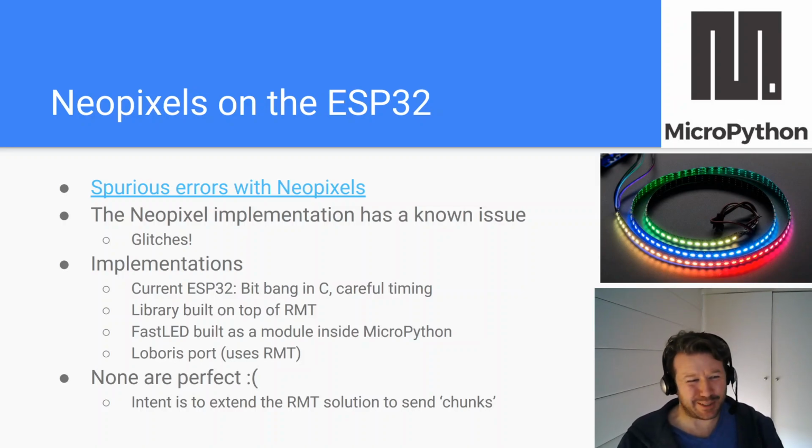Talking about ESP32 stuff, I thought I'd mention Neopixels and ESP32. We know that there's a spurious error with Neopixels and ESP32, and this is kind of a long-standing thing that we've got to try and fix. You'll occasionally get glitches on it. Now, this stems from the fact that we're building on top of FreeRTOS, because the ESP-IDF is built on top of FreeRTOS, and it will periodically interrupt the system. Only for a very short time, but Neopixels are timing sensitive, and so that will introduce glitches.